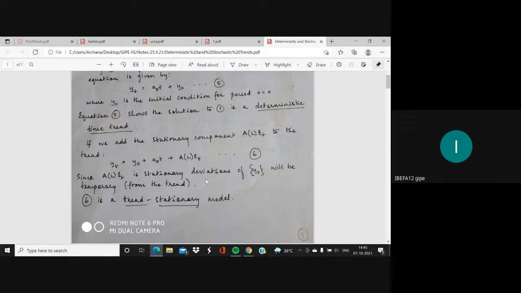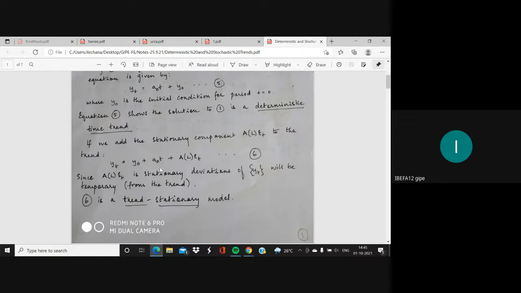So these are stationary deviations of yt from the trend. When we say stationary deviations, it means that these deviations from the time trend will merely be temporary. In each period, you might find that yt rises above this linear deterministic time trend. I'm circling this time trend here.